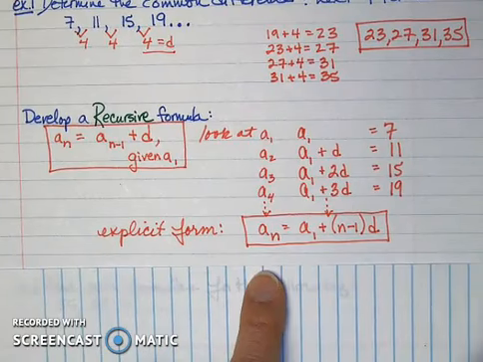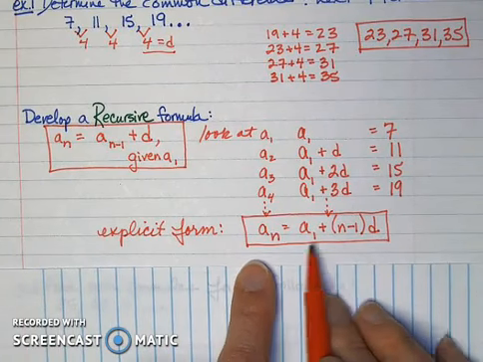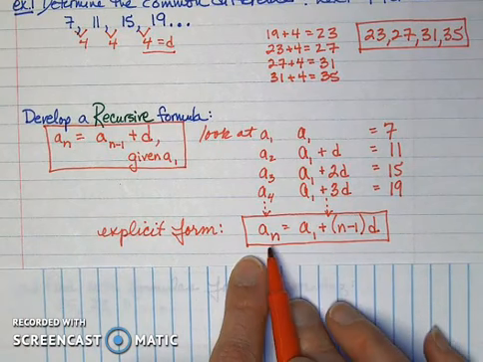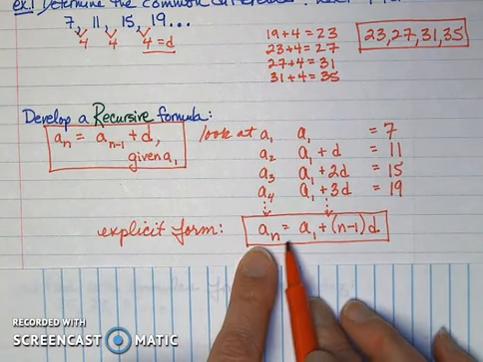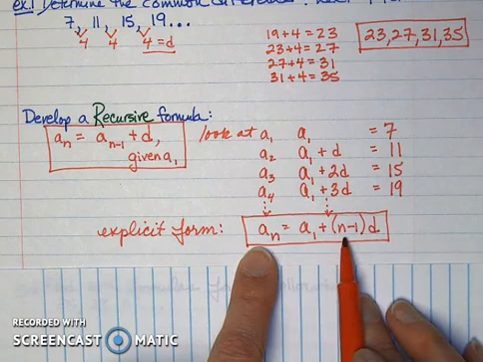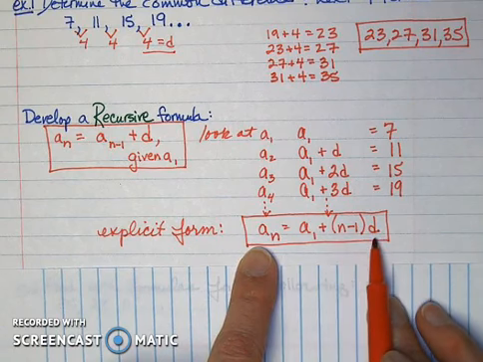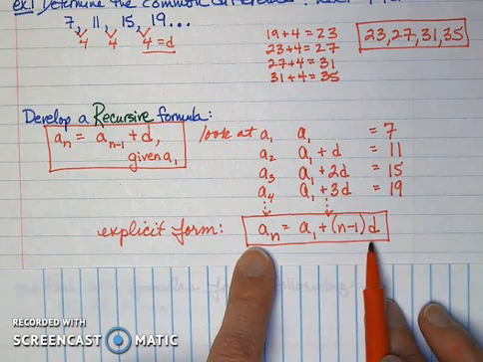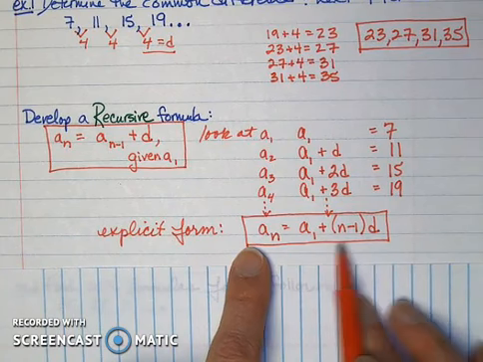Let me also point out that you have 4 parts to this formula. You have the a sub n, the term you're looking for. You have the first term. You have how many terms you have, the n, and you have the difference. Now, a lot of times you're going to have 3 of these values, and you have to find the 4th one. So just keep that in mind when you're using the formula.